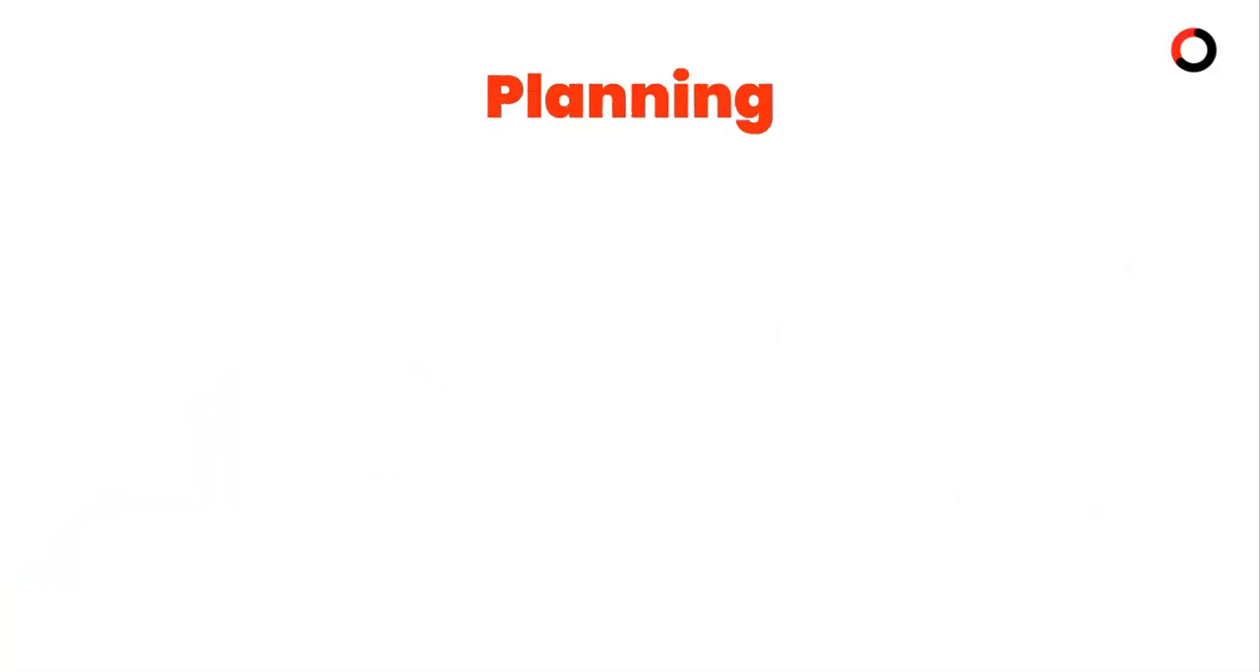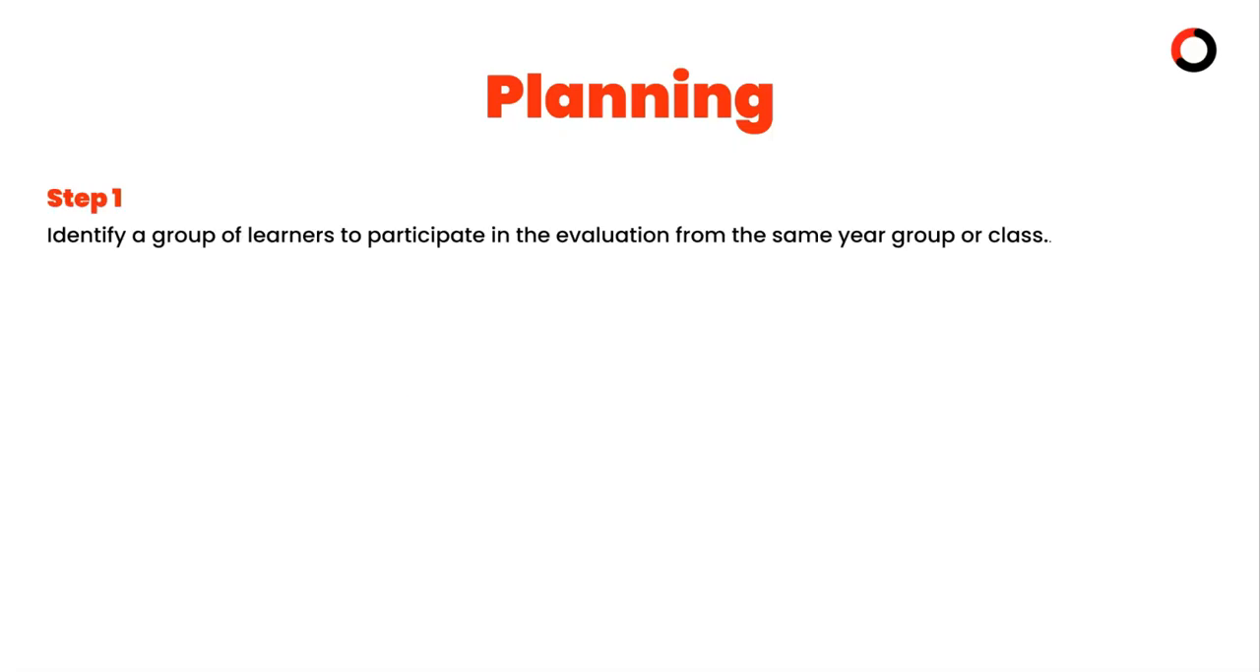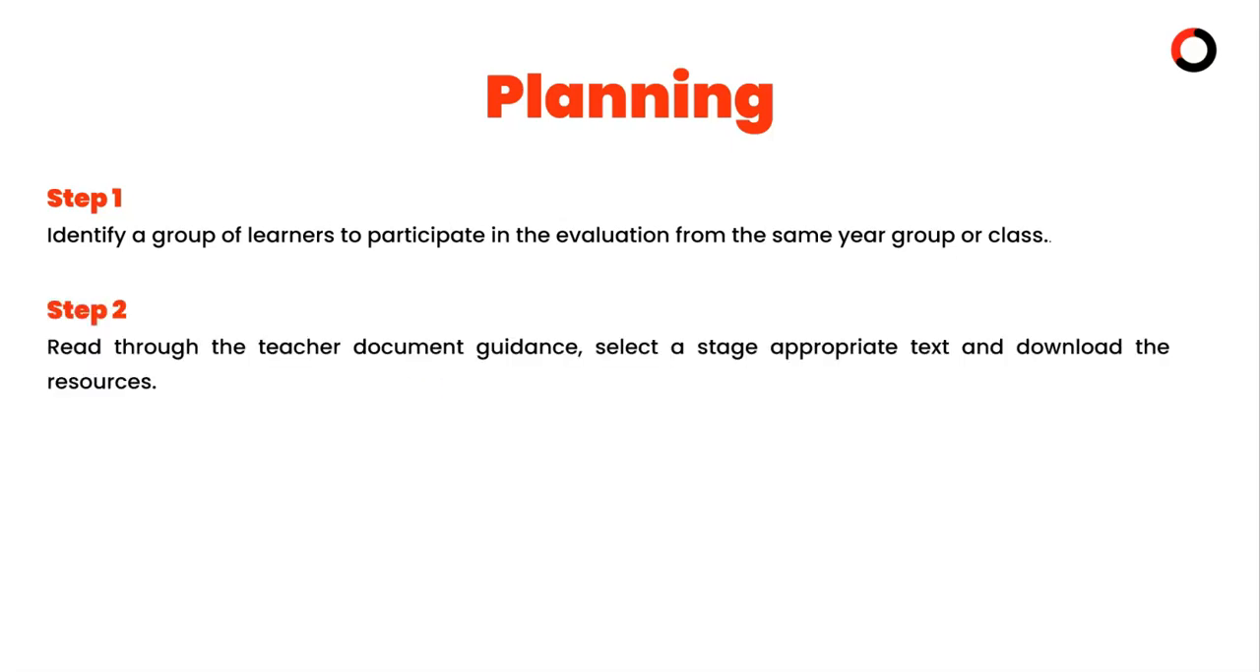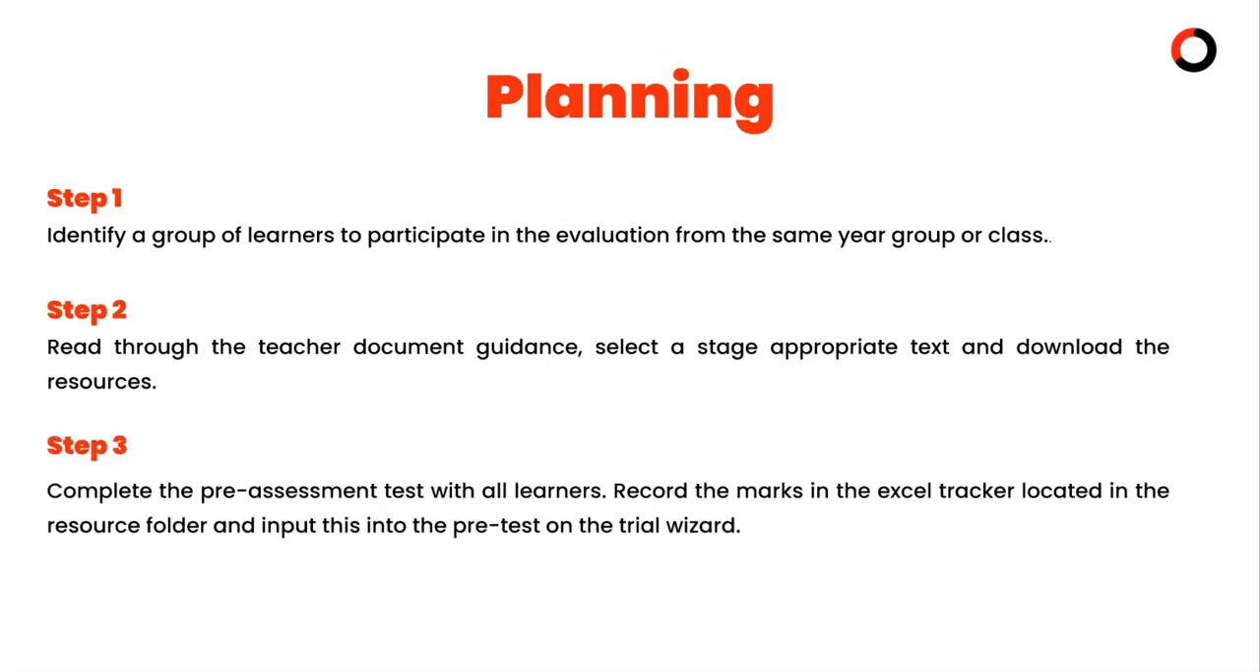So let's look at this from a step-by-step planning approach. Step 1, identify a group of learners to participate in the evaluation from the same year group or class. Step 2, read through the teacher documentation guidance, select a stage-appropriate text, and then download the resources. Step 3, complete the pre-assessment test with all learners, record the marks in the Excel tracker located in the resource folder, and input this into the pre-test in the trial wizard.